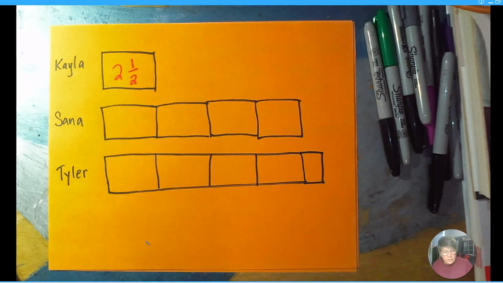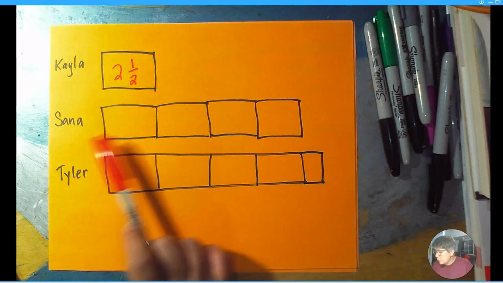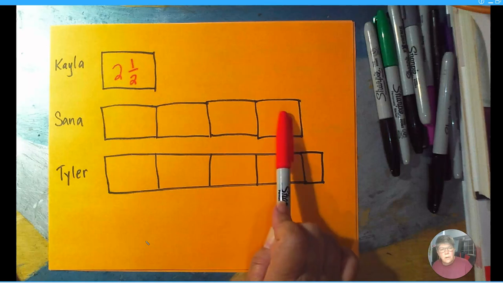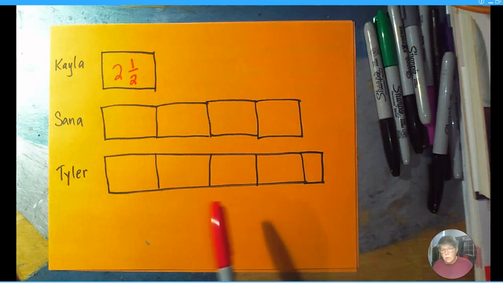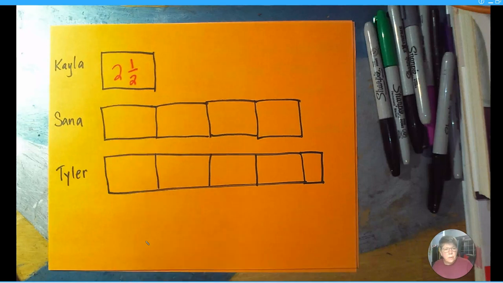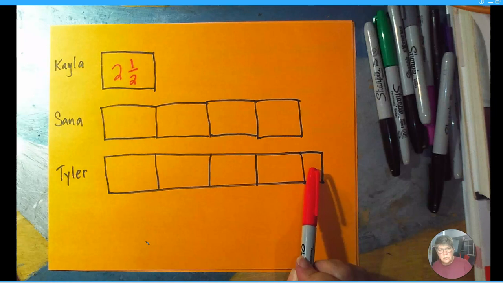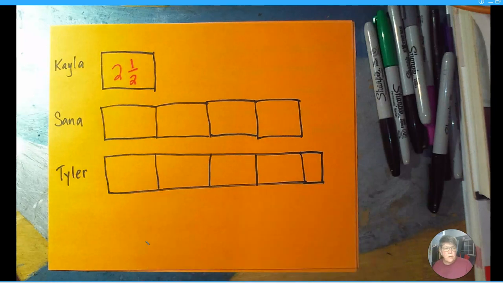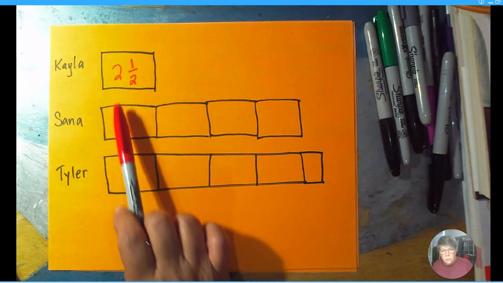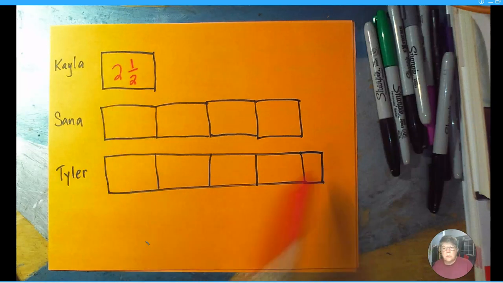Okay, and then Sana, we can see, has 1, 2, 3, 4 things, and because of the rule of tape diagrams, you might know that each of them is worth 2.5. Okay, and then we have Tyler, 1, 2, 3, 4, and this looks like about a half. So Tyler has 4.5 of these things, and each of them is worth 2.5, except the smaller one, which would be half of 2.5, right?